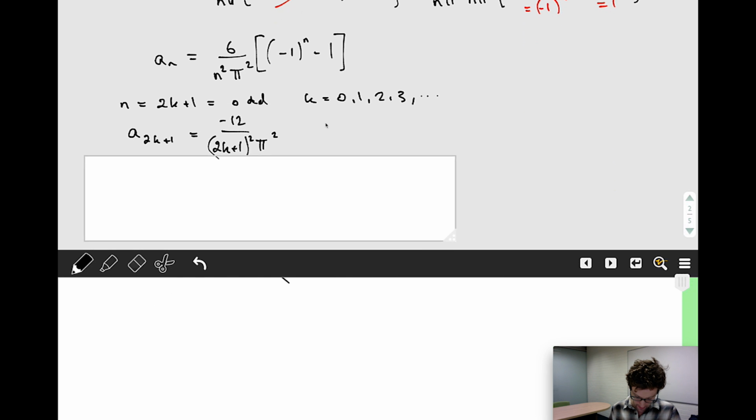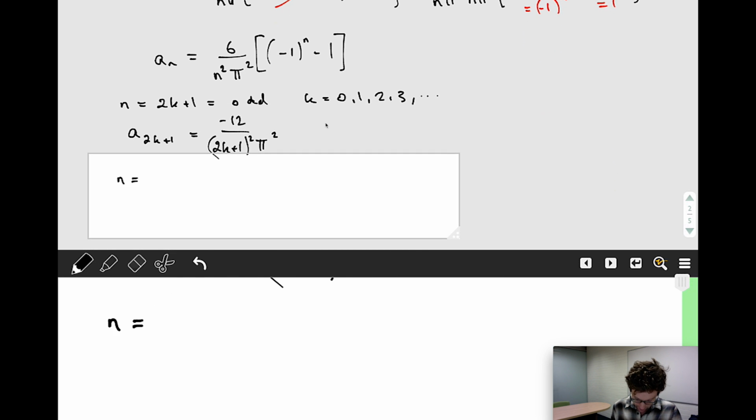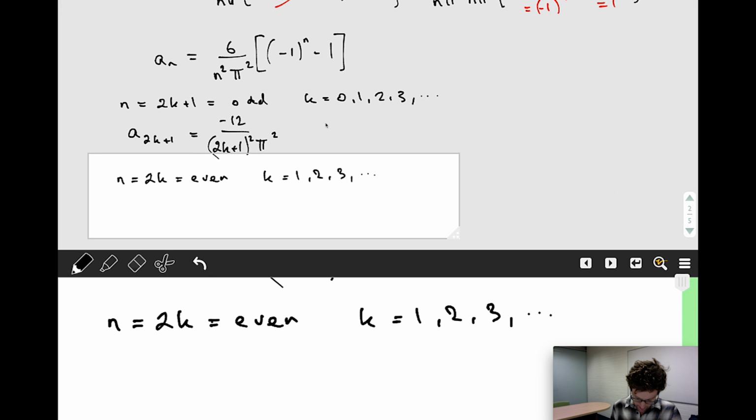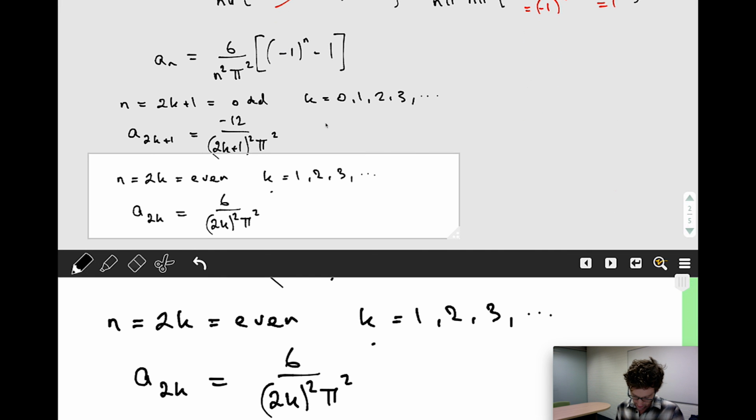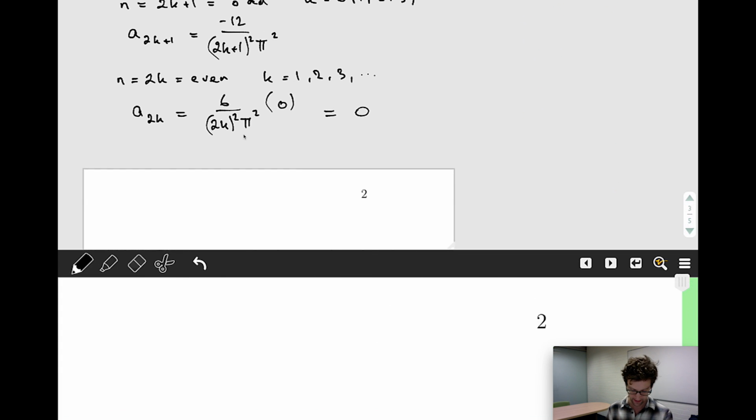Whereas for n equal to an even number, so n equals 2k, where k is 1, 2, 3, and so on, an for those even values of n is going to be 6 over (2k) squared pi squared times minus 1 to an even power, which is 1, minus 1 is 0. So this whole thing is equal to 0. All of these even n coefficients are going to be 0, and I'm only left with the odd ones. So if I write those out explicitly, let's see what I get.